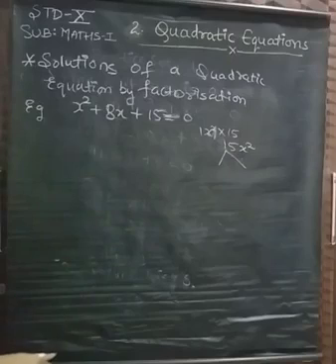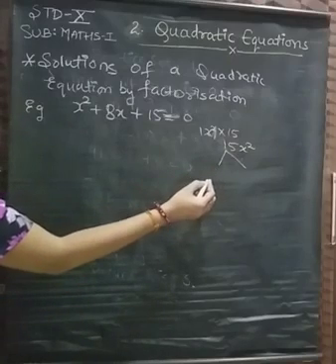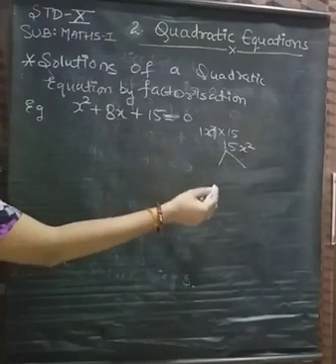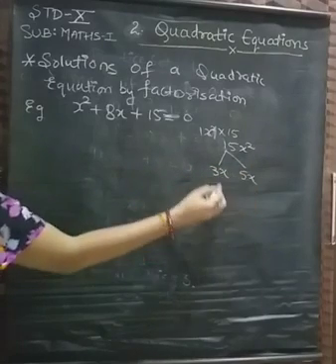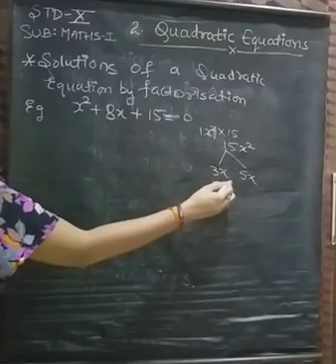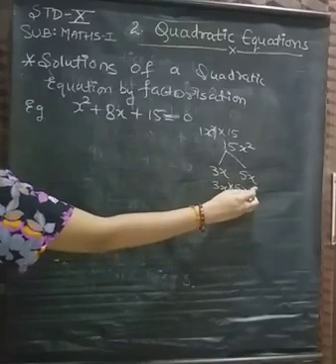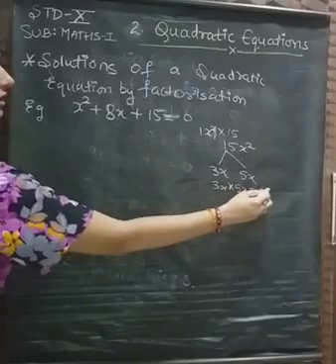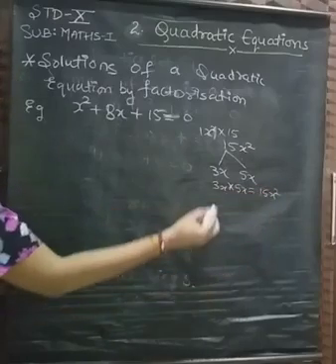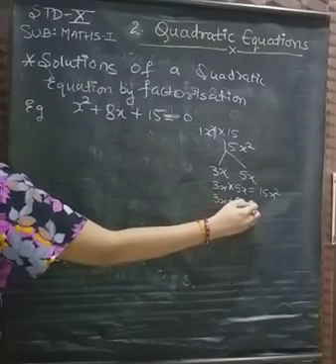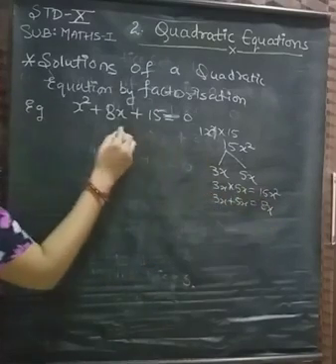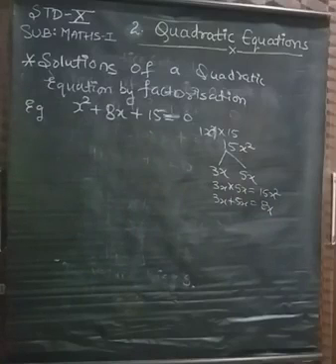Now split this into two terms. We know 5 threes are 15, and 5 plus 3 is 8, so 3x and 5x, right? When you multiply 3x into 5x, you get 5 threes are 15, x into x, x square. And when you add 3x plus 5x, you get 8x, that is the middle term, right? So in the factorization method, first you split the middle term.